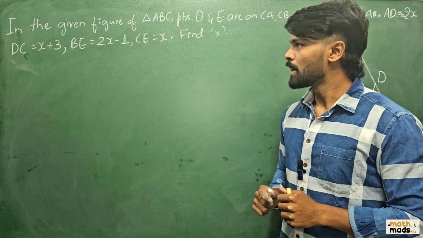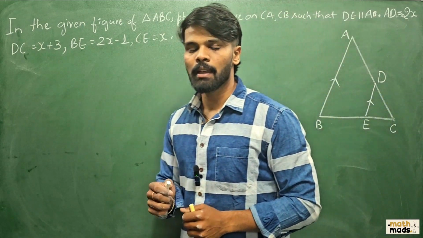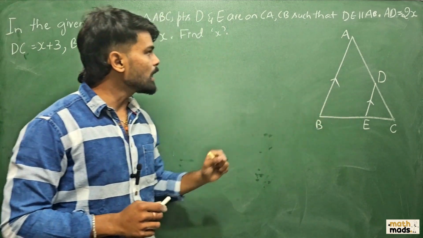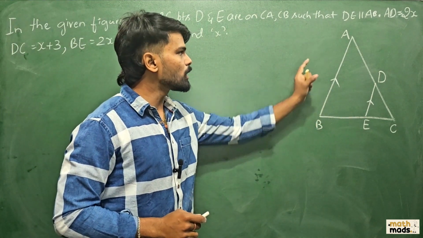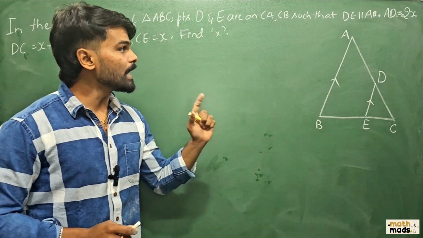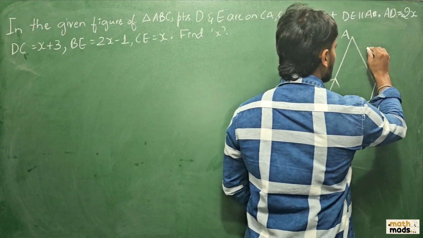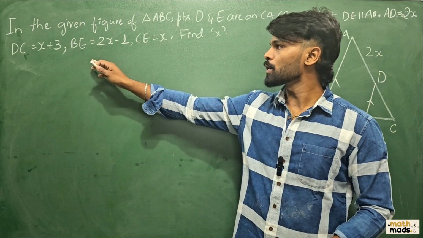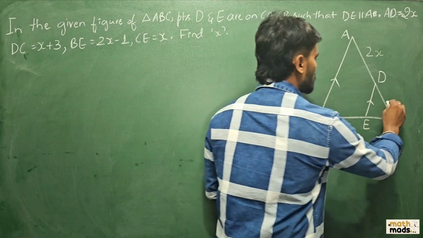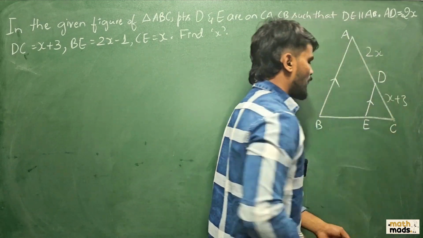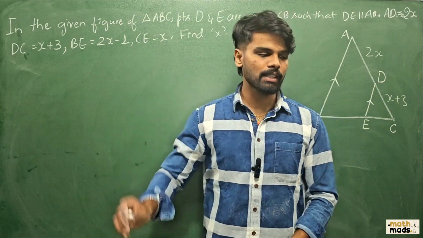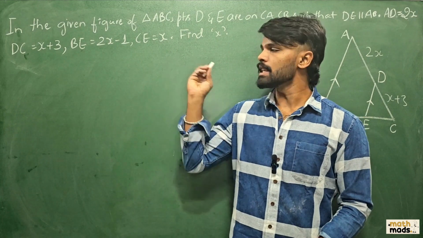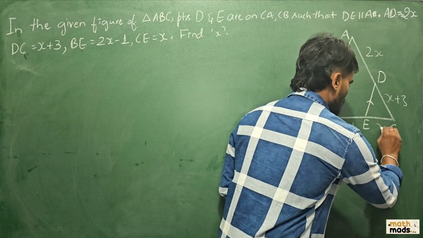The problem is like this. In the given figure of triangle ABC, points D and E are on CA and CB such that DE is parallel to AB. The same thing I have written. AD is equal to 2x. So now let's fill it. AD is equal to 2x. Next thing, DC is equal to x plus 3. DC is equal to x plus 3. Okay. Next, BE is equal to 2x minus 1. 2x minus 1. And CE is equal to x.